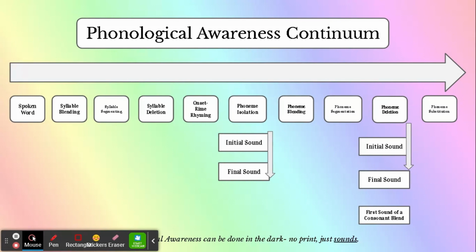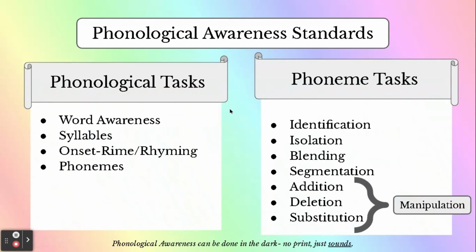So if you look at our continuum, you'll notice that spoken word is the first, and as students are able to have word awareness, then they will be able to do different tasks with those sounds within the word, and then the individual sounds within the parts of the word. So remember, phonological awareness can be done in the dark. It involves no print. It just has to do with sounds. I will refer to these tables because it makes the concepts of phonological awareness easier to understand.